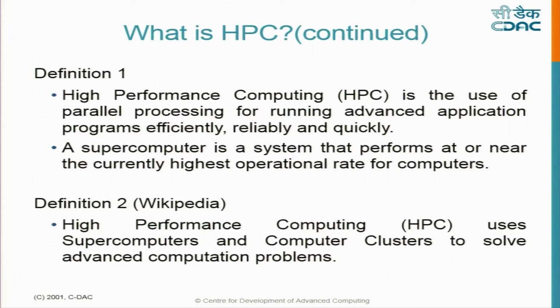Now the other definition, which is very important, of why we call a certain computer a supercomputer, is because it is a system that performs at the currently highest operational rate for computers. To give a very simple example, the first Param system that CDAC built in the year 1991 had a capacity of 1 gigaflops. Okay, so 1 into 10 raised to 9 floating point operations in a second. I think you would be surprised if I tell you that the mobile that you are carrying in your pocket is faster than that today. But you have gone forward 30 years.